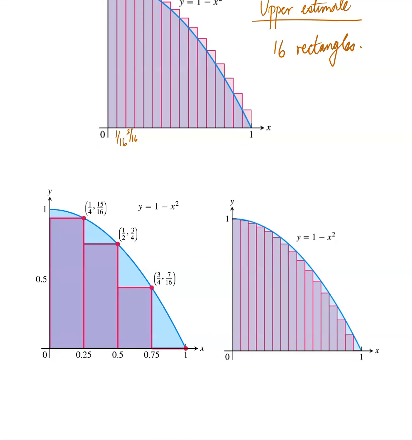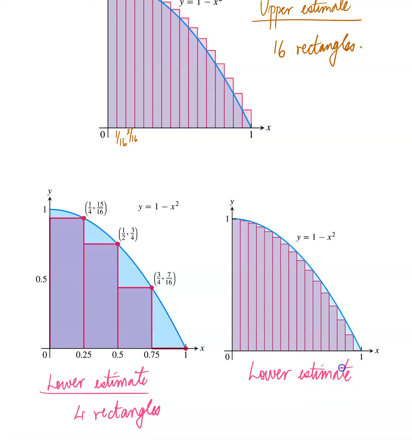The same can be said for the lower estimate. And here was the case with 4 rectangles. And the lower estimate gets better with 16 rectangles.